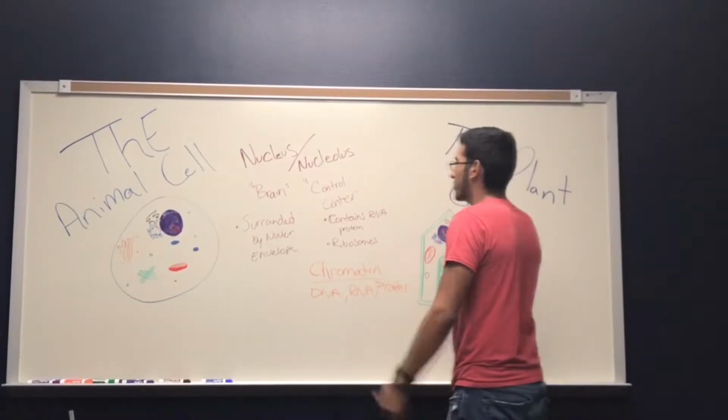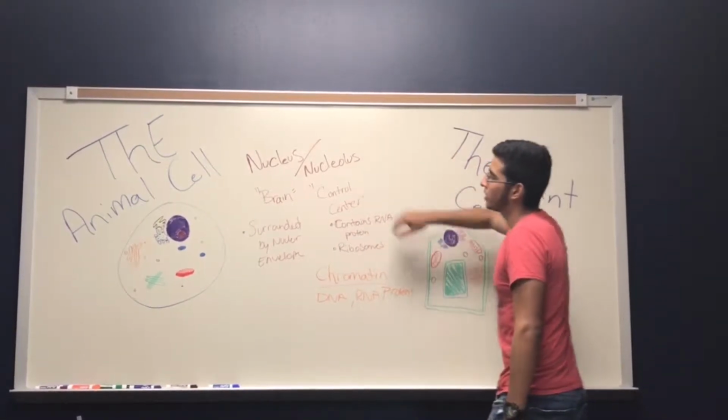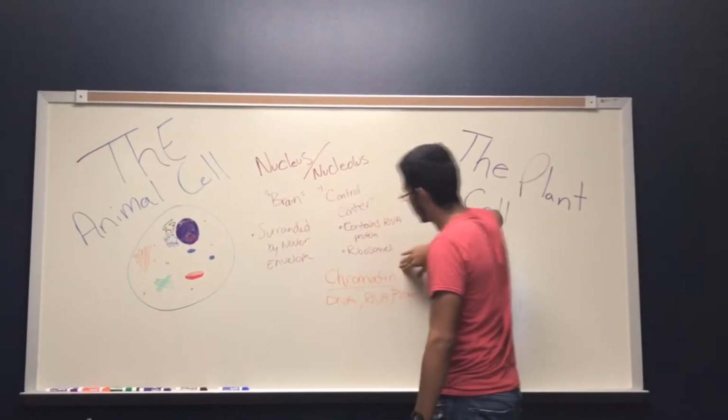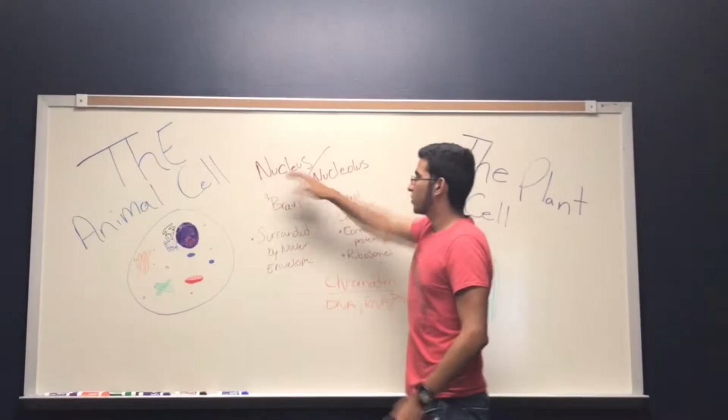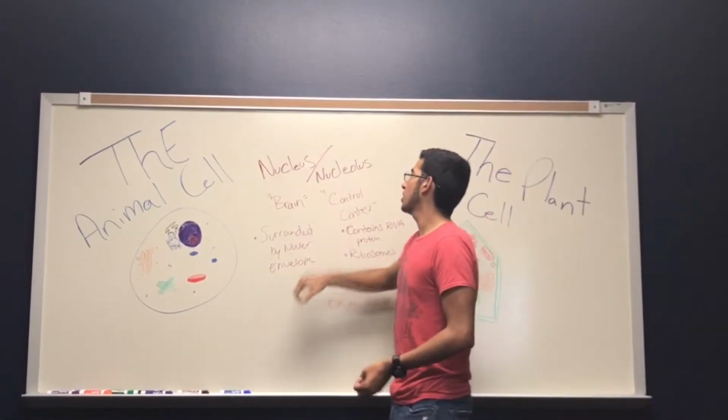Three other organelles found within the animal cell and the plant cell are the nucleus, nucleolus, and chromatin. The nucleus houses the nucleolus, which houses the chromatin. The nucleus is the brain of the cell. It allows things to flow with its permission, and is surrounded by a nuclear envelope.